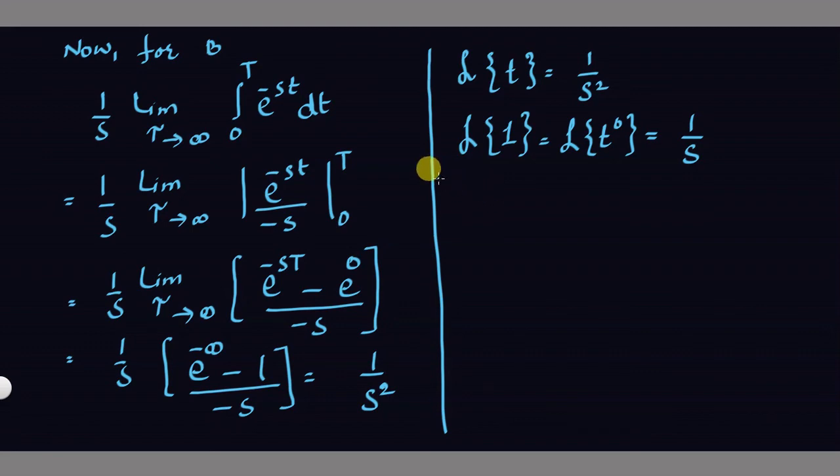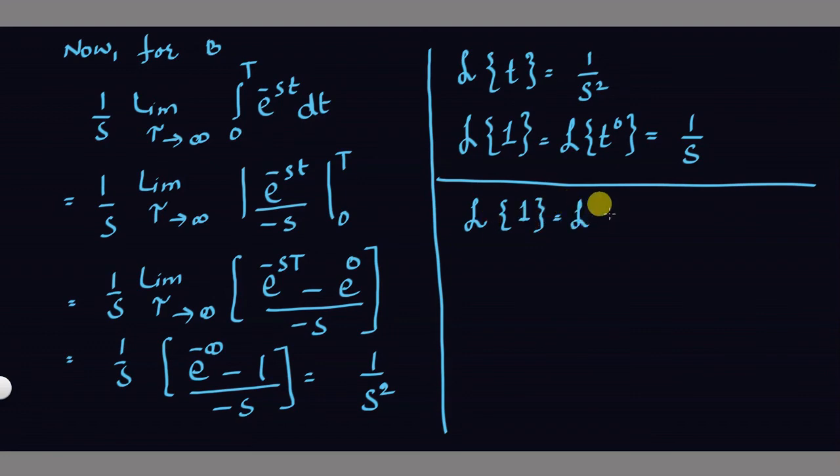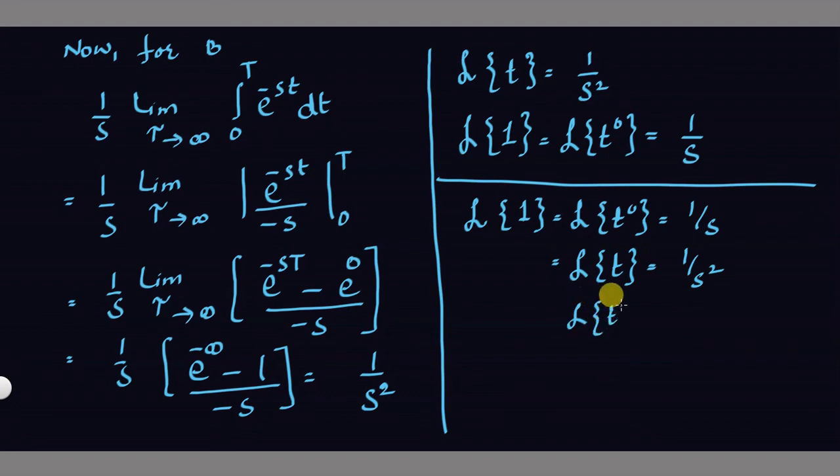If you make a list for this monomial case, the Laplace transform of 1, that is t to the power 0, is 1 over s, and similarly we found the Laplace transform of t is 1 over s square. Continuing in this way, we will find the Laplace transform of t square. This will be our next task, and continuing further, we will deduce the Laplace transform of t raised to the power n in the upcoming examples.